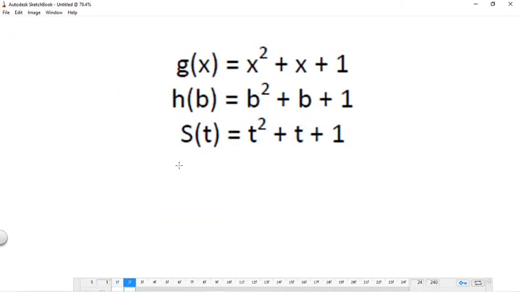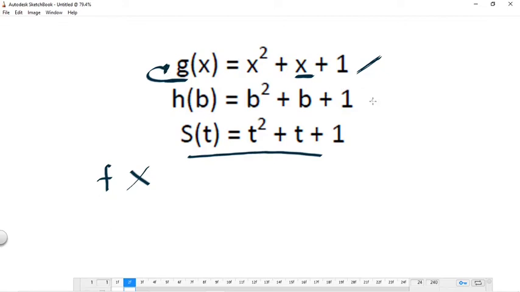However, let's not limit ourselves with letters f and then x. Other letters may be used as well. Examples are already provided here. For example number 1, look at this. G of x is equal to x raised to 2 plus x plus 1. So the input variable or the independent variable will be still x. And then the name of this particular function is g.